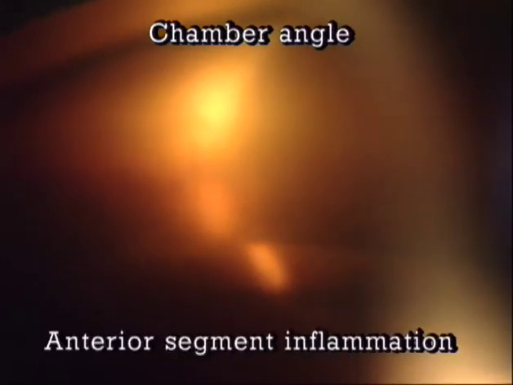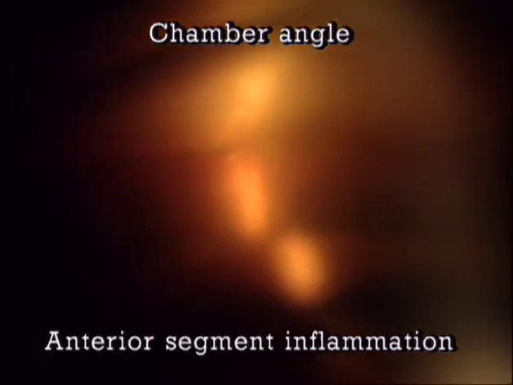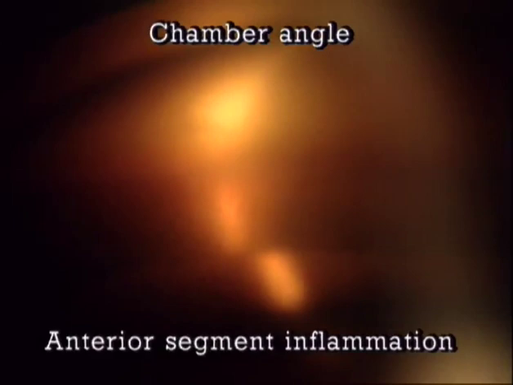Another example of a chamber angle in which all structures appear blurred is this case of anterior segment inflammation. Again, the slit image is used to show the focus of the microscope. Since the margins of the slit can be made to appear sharp, the microscope obviously is in focus. This proves that the fluffy appearance is not caused by poor focusing but by fibrin.